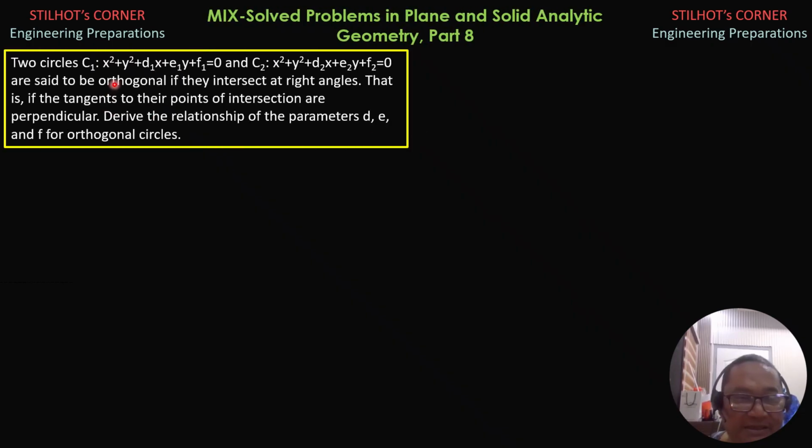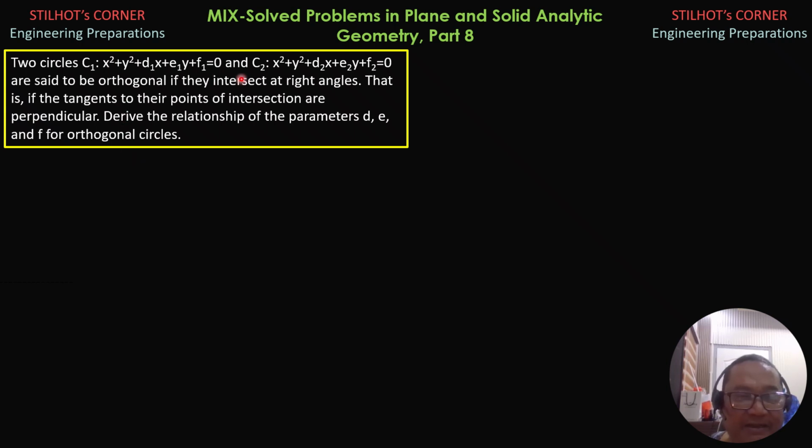Two circles, C sub 1, x squared plus y squared plus d sub 1 x plus e sub 1 y plus f1 equals 0, and circle 2, x squared plus y squared plus d sub 2 x plus e sub 2 y plus f2 equals 0, are said to be orthogonal if they intersect at right angles. That is, if the tangents at their points of intersection are perpendicular. So in this video, we have to derive the relationship of the parameters D, E, and F for orthogonal circles.